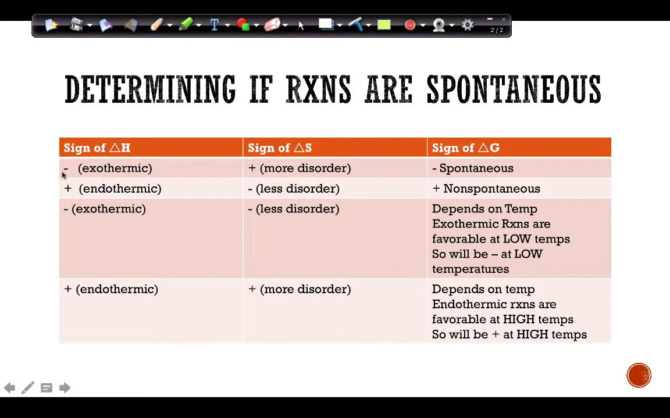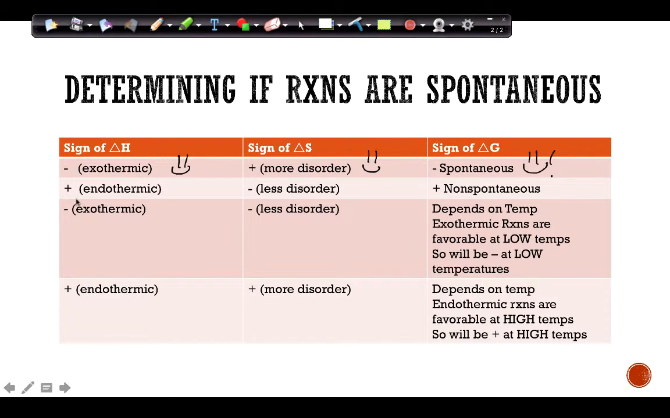Okay, so if we have delta H and it's negative, that means it's exothermic, it's releasing heat. We like that. Now, if we have a positive delta S, that means there's more disorder. We like that. Okay, so we like when it's hot and there's more chaos. So we're happy in both those areas, so yes, we're definitely going to have a spontaneous reaction.